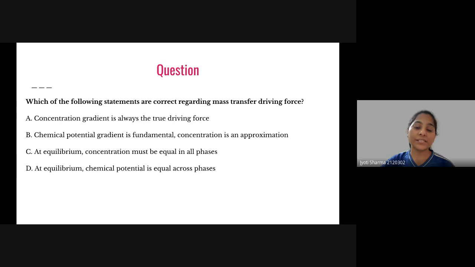Which of the following statements are correct regarding mass transfer driving force? Concentration gradient is always the true driving force. Chemical potential gradient is fundamental. Concentration is an approximation. At equilibrium, concentration must be equal in all phases. At equilibrium, chemical potential is equal across phases. So you have to tell me multiple correct answers, not just one, but there may be multiple correct answers.